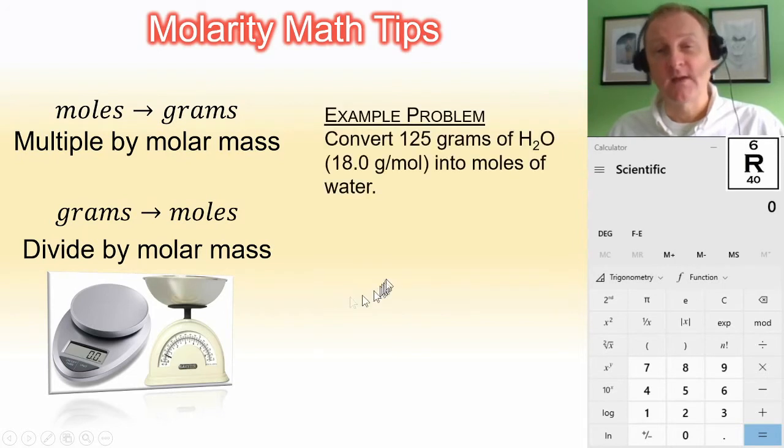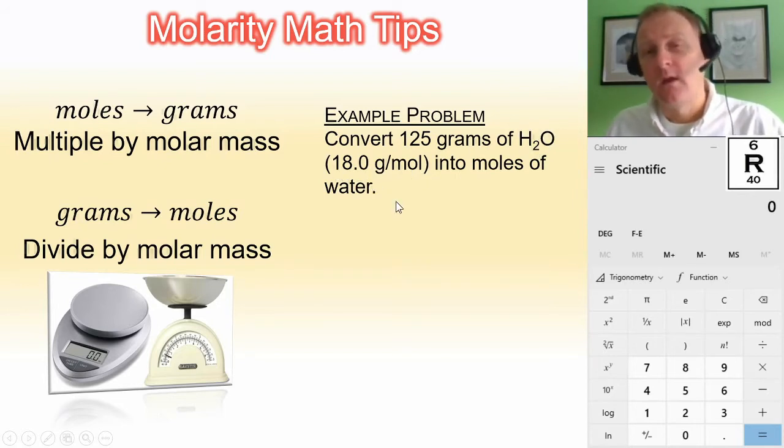Let's take a look at a practice problem. If we're going to convert 125 grams of water into moles, and this is the molar mass of water, you get this number by taking oxygen plus 2 hydrogens. You have to add up all of that. If you do that on your periodic table, you should come up with a number around 18. So do I multiply 125 by 18, or do I divide 125 by 18? We're converting grams into moles, so that would be divided by.